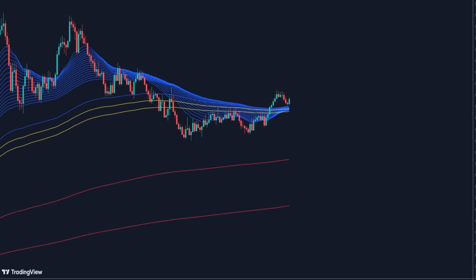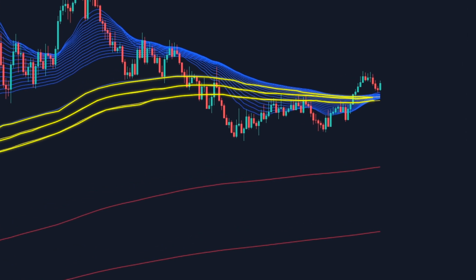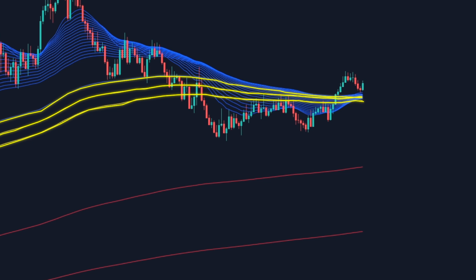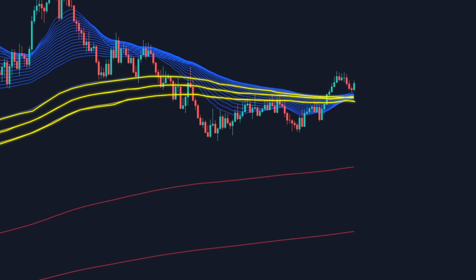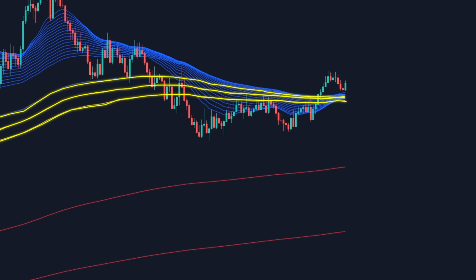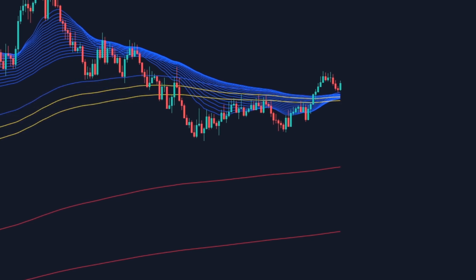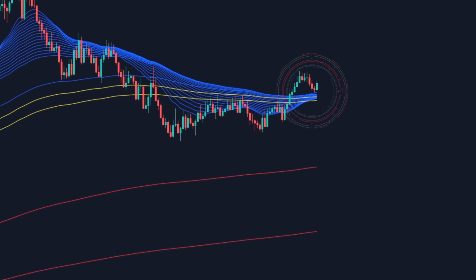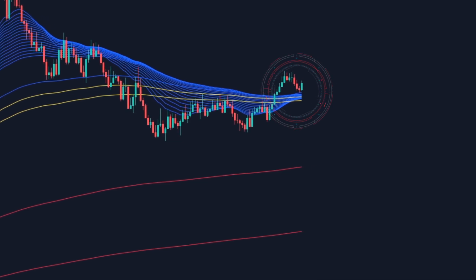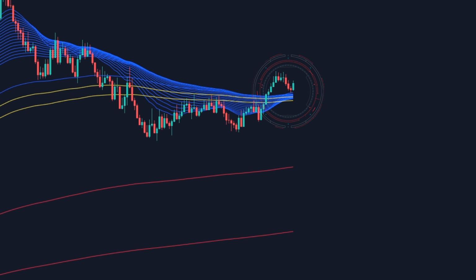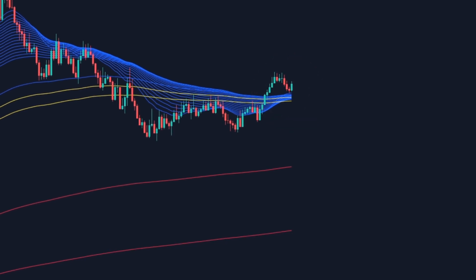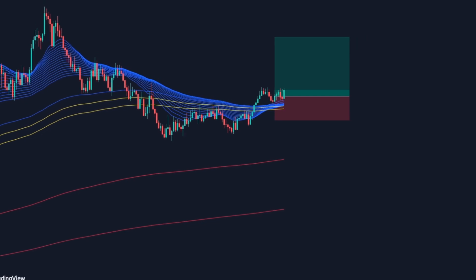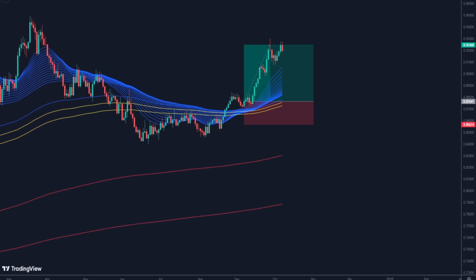Likewise, the yellow averages, that is, those of 150, 175, and 200 periods, must be below the price and also pointing upwards. This indicates that the medium-term trend is also bullish. And finally, we observe the crossing of the short-term moving averages, that is, the blue ones. These tell us the ideal time to send the order. When all the moving averages cross each other, that is to say, when the shorter period blue moving average crosses above the longer period moving average, consider this as a buy signal.